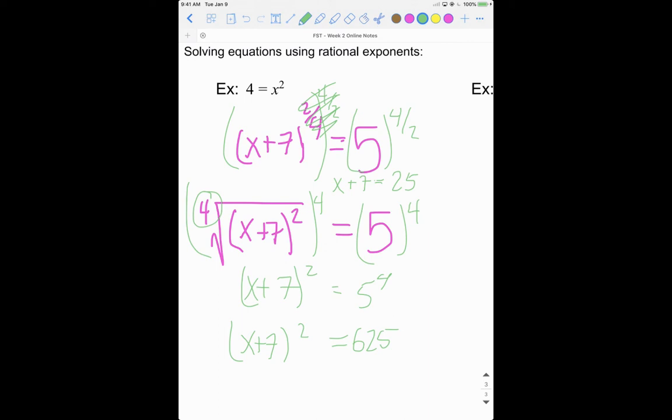Then in order to cancel out this squared, keep in mind from previous, you have to take the square root. If it was a 3, you'd have to take the cube root. If you take the square root of 625, you get 25. So x plus 7 equals 25, and you're still back at this same spot. Notice whether you do it the exponent way or the radical way, you still get to the same part where you could easily solve for x.